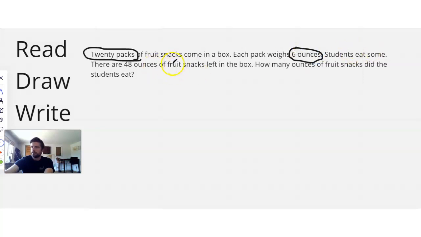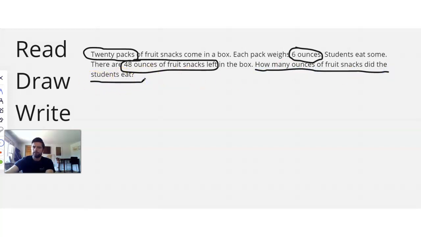Students eat some. That's not a number. There are 48 ounces of fruit snacks left in the box. And then the question, which is the most important part of a word problem, figuring out what we actually have to figure out, is how many ounces of fruit snacks did the students eat? Okay. It's a lot of information. This is why we draw pictures to make it a little bit easier.